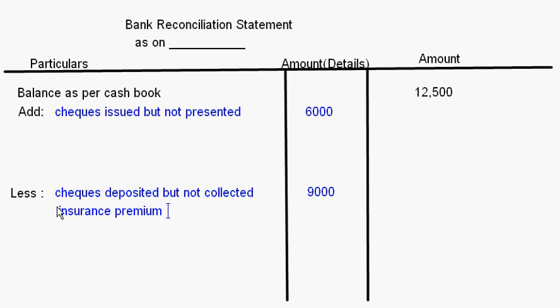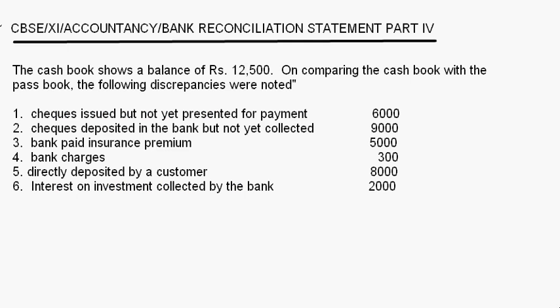Insurance premium paid by bank, the amount is 5,000, right? Bank charges. The bank deducts the bank charges. So when the bank deducts the bank charges, the bank balance comes down, whereas the cash balance is more, because the customer will know how much the bank has charged only when he receives a communication from the bank or he gets a copy of his passbook.